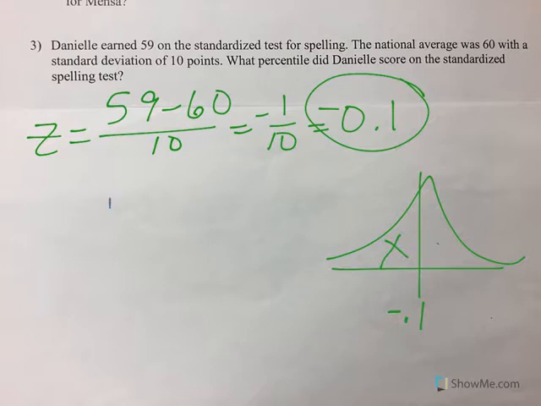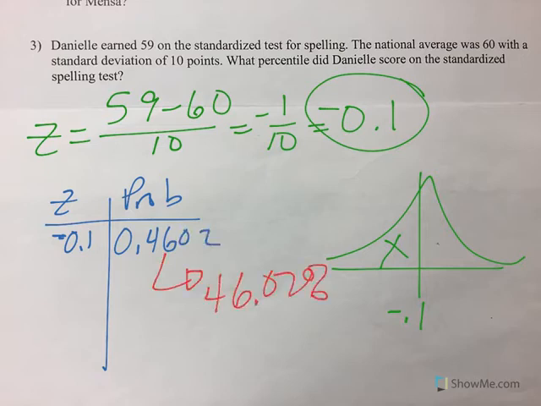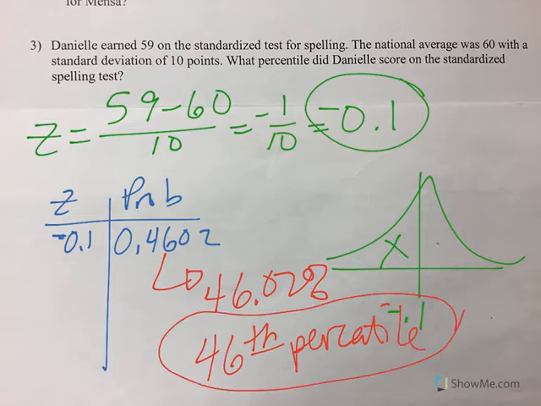We find the area to the left, that's how it works. So my z-score is negative 0.1, and the probability is going to be 0.4602. I change that to a percent, 46.02%. So Danielle is in the 46th percentile. That means her score was higher than 46% of the people who took this test.